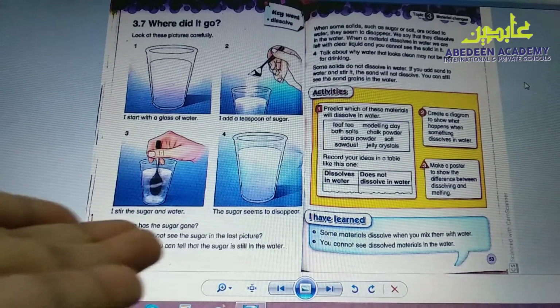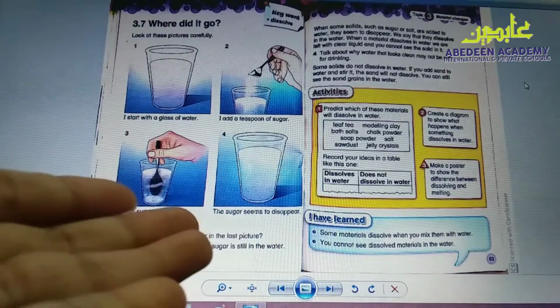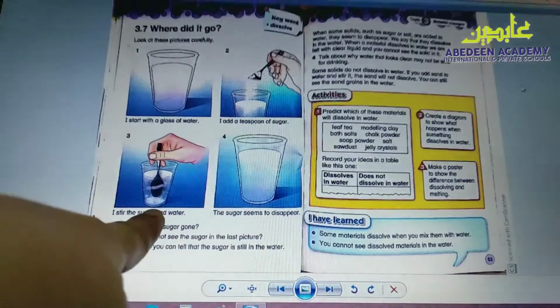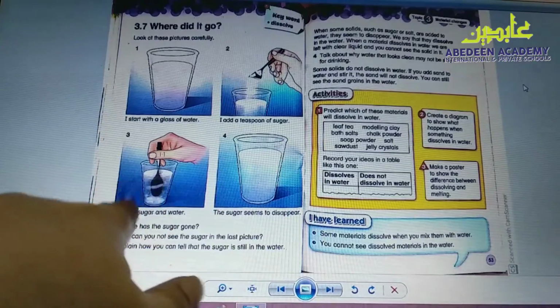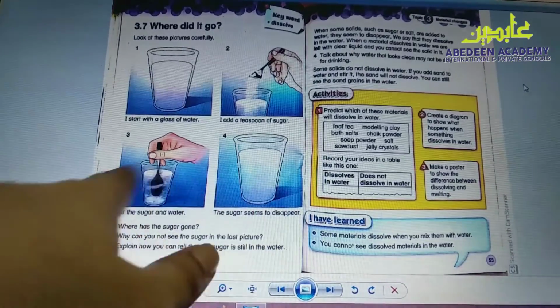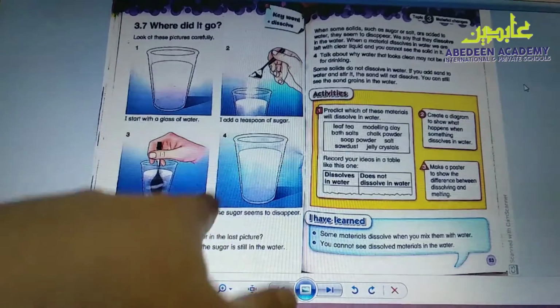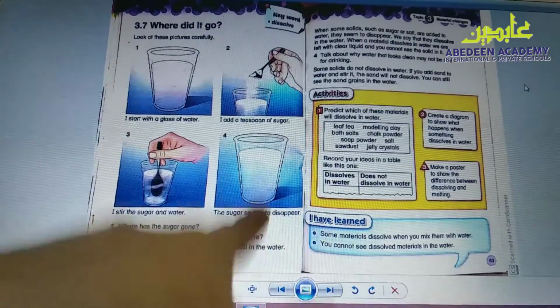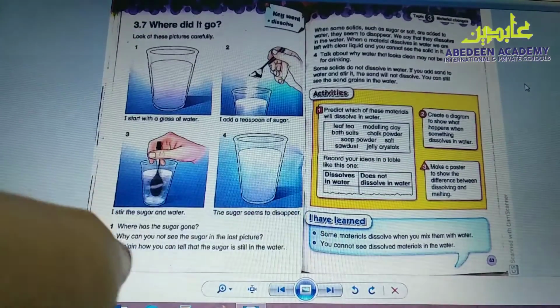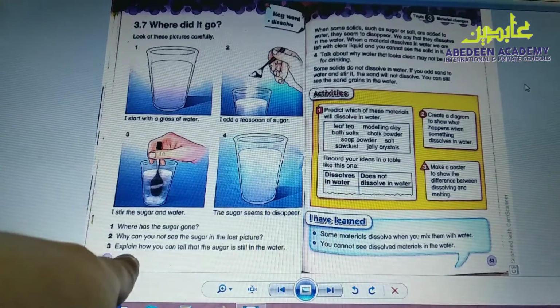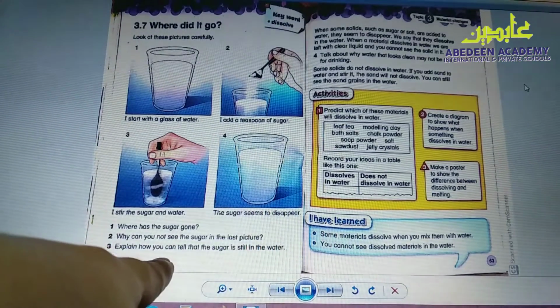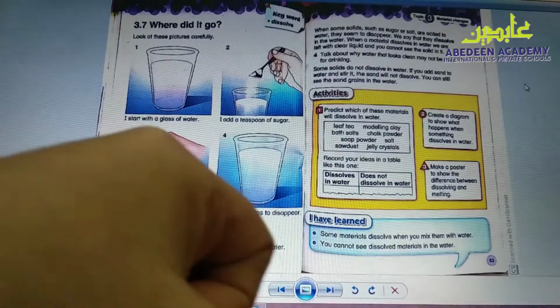Number 2, why can you not see the sugar in the last picture? This one you can see the powdered sugar is still at the bottom, and when you swirl it around, it will follow the direction of the swirl, and suddenly it's gone. It's gone. Number 3, explain how you can tell that the sugar is still in the water.